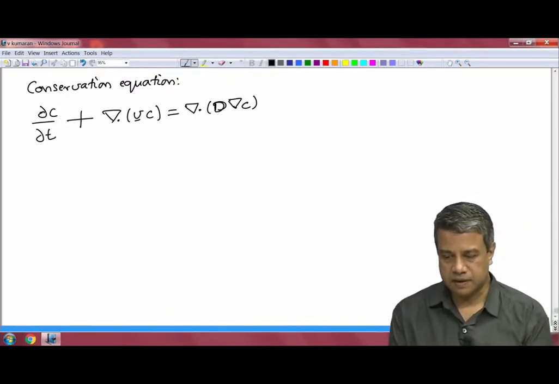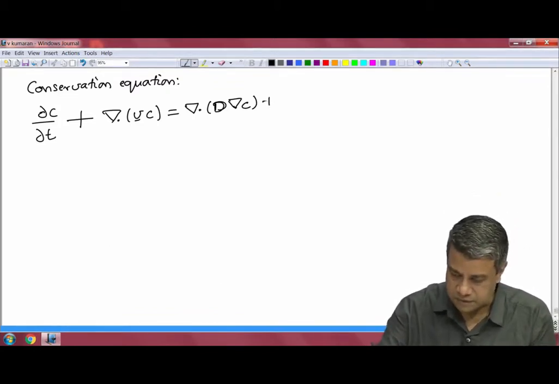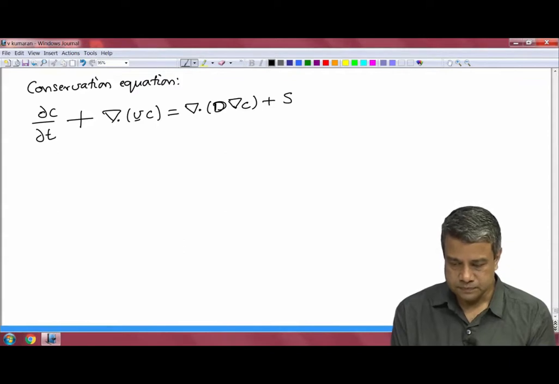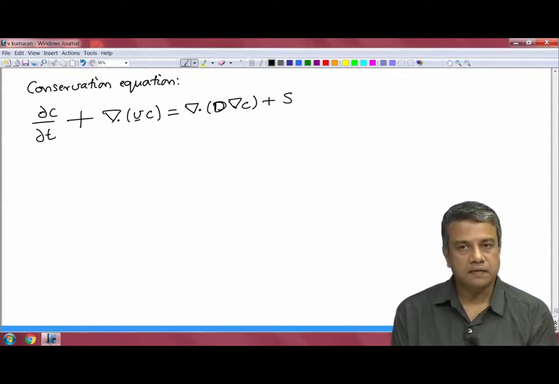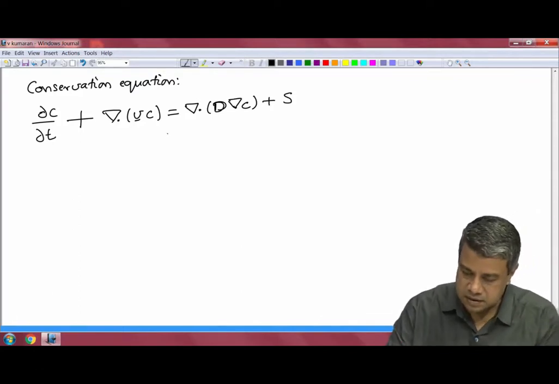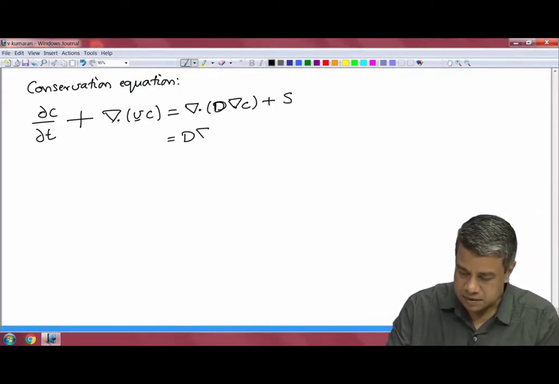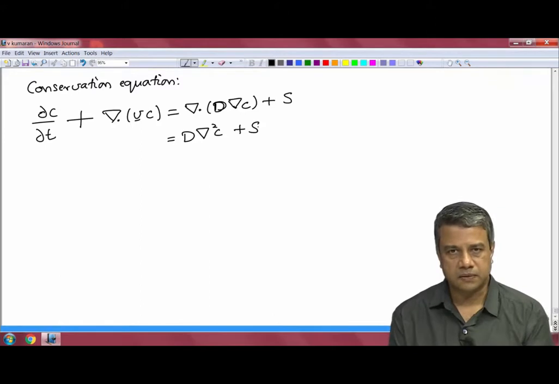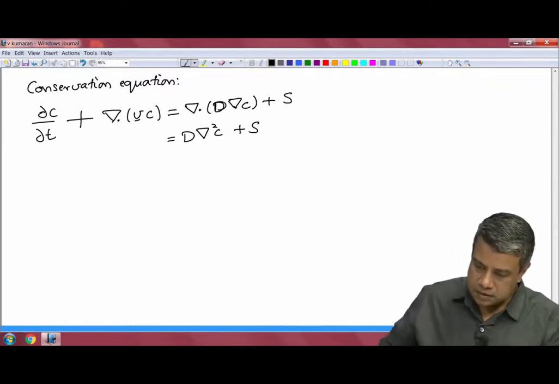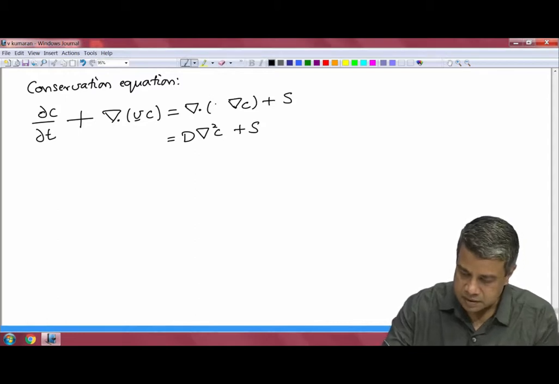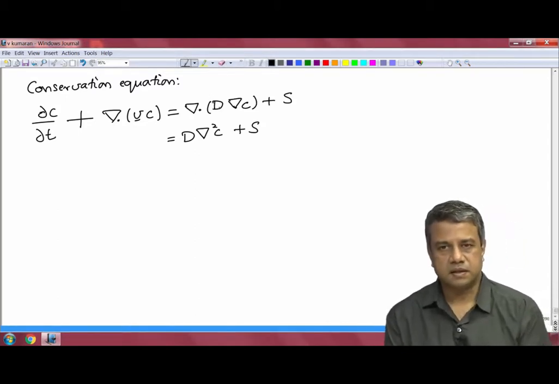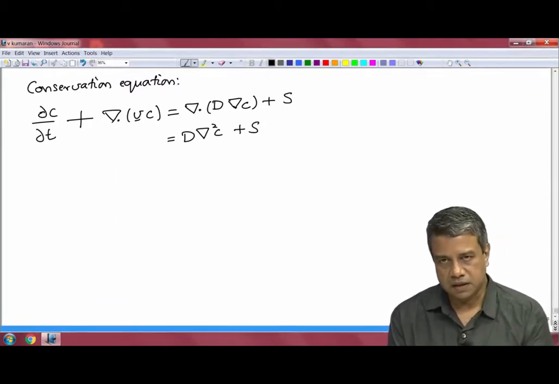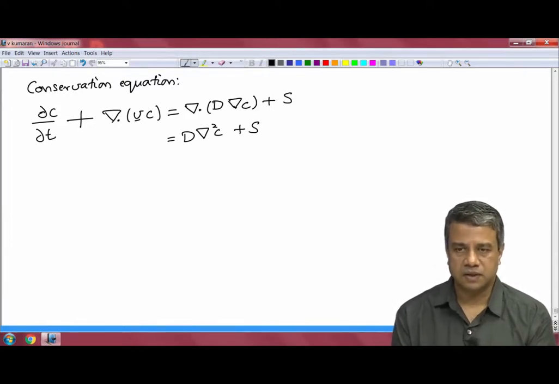C was the concentration field, D was the diffusion coefficient, and v is the velocity, plus any sources or sinks. And if the diffusion coefficient is a constant, this reduces to D times the Laplacian of C plus S, and a similar equation for the temperature. So in this case, we have two terms, the time derivative and the inertial terms on the left, and the diffusion terms on the right, along with any sources or sinks.